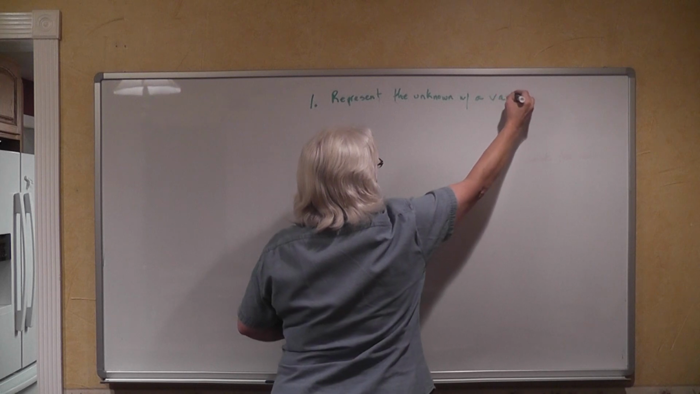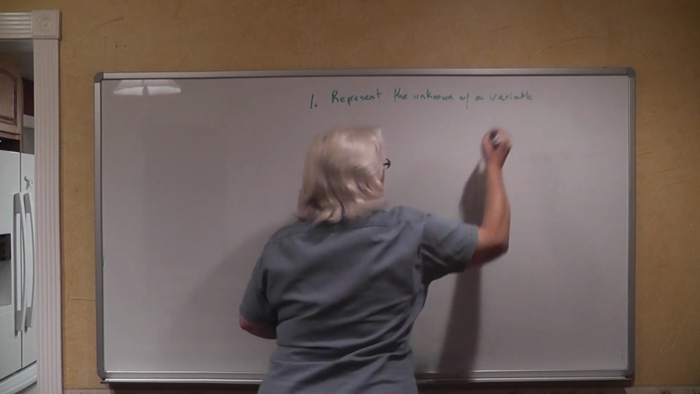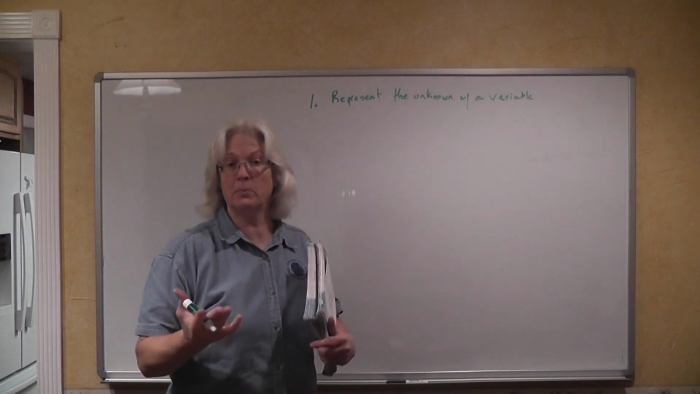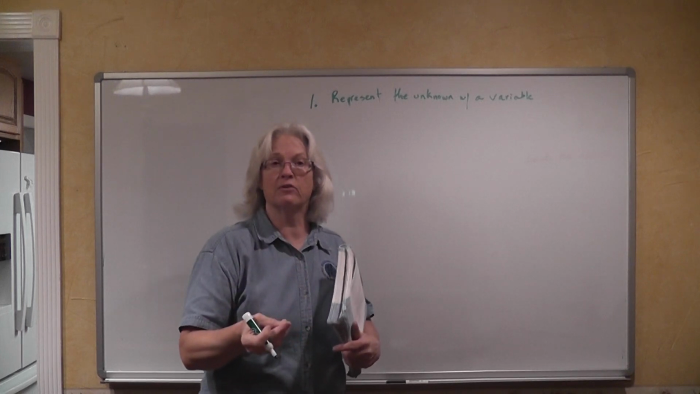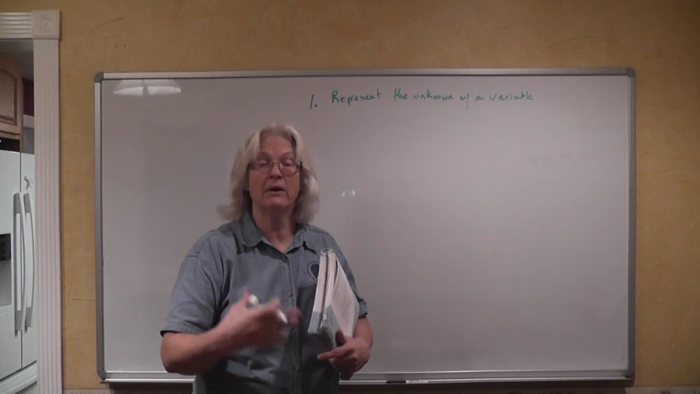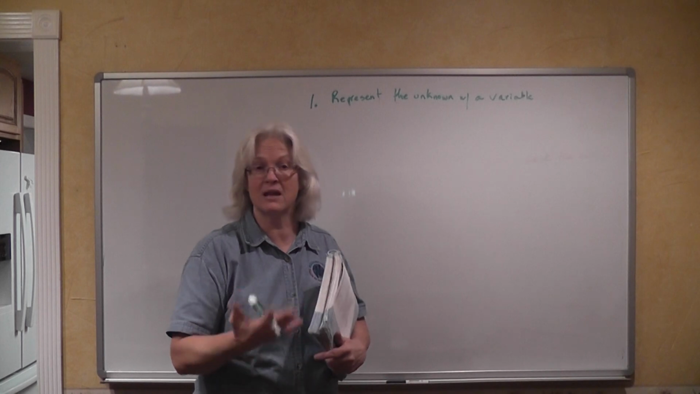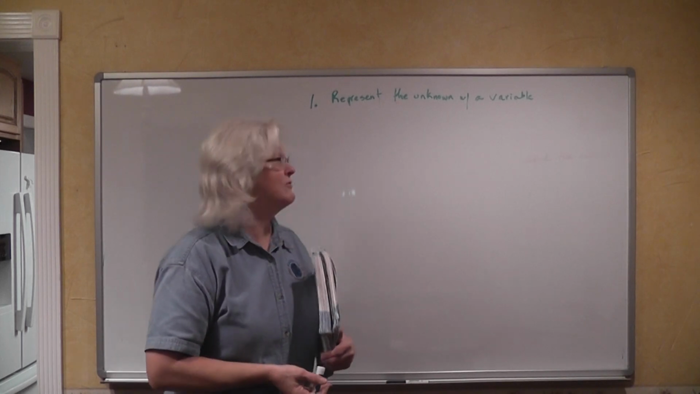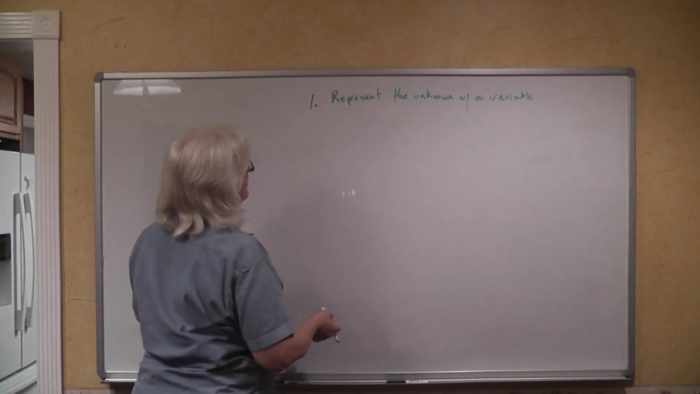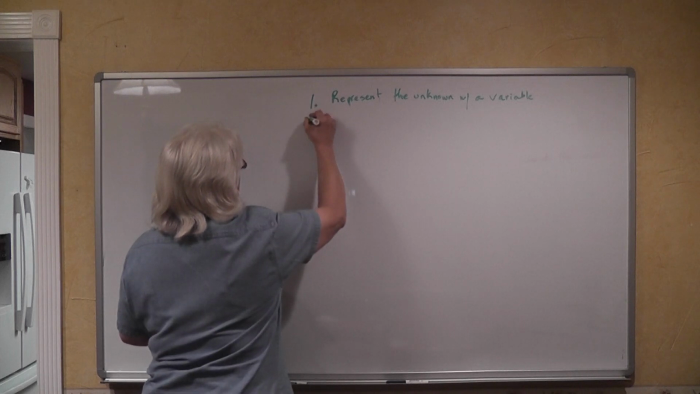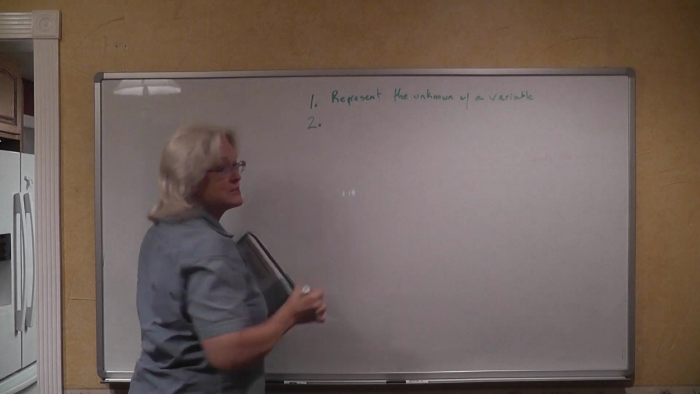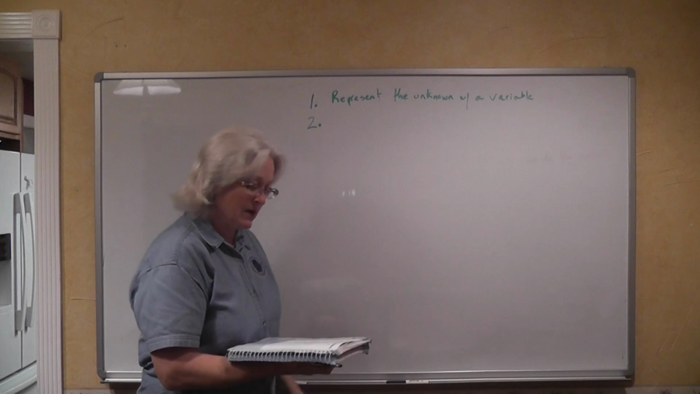Some people like to pick the first letter of the word they're finding. If they're asking for distance, they'll pick D. If they're asking for price, they'll pick P. If they're asking for speed, you can say S. Doesn't matter what variable you pick, but you're going to represent what you're trying to find with a specific letter.